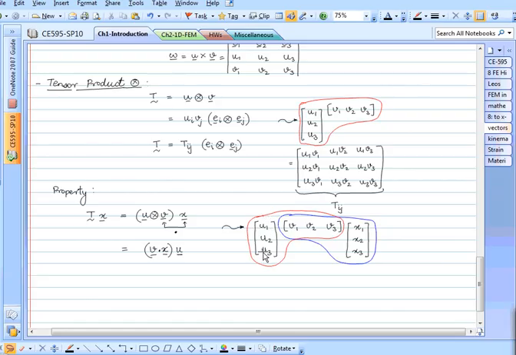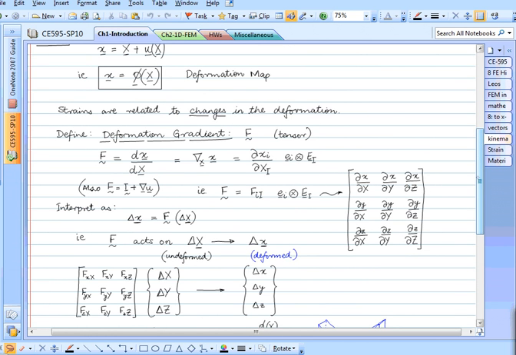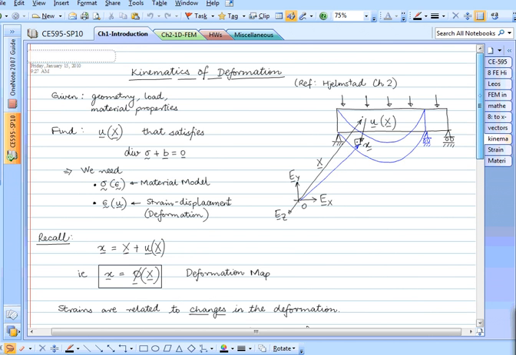Okay. So this is how the tensor product operates upon a vector. There's a whole section on kinematics. I have barely enough time to introduce this to you. The reason that I'm going back to kinematics is the problem that we were trying to solve.